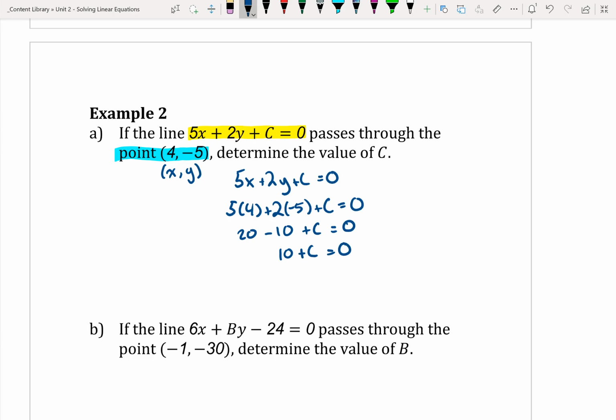Now, with nothing left to simplify, I want to get c by itself. So I'm going to get rid of plus 10 by minusing 10, minus 10 from the other side. One side cancels out, and I'm left with c equals -10. And this is my final answer. I've gotten c by itself, and I have a specific value for it.